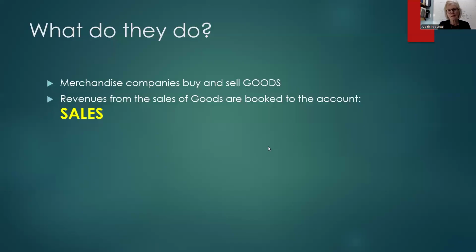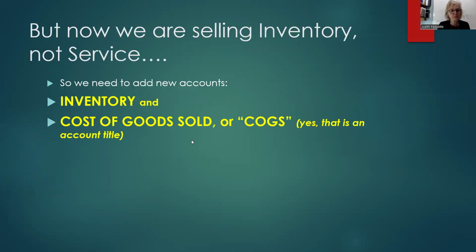So merchandise companies buy and sell goods. Goods is another word for inventory. We have a new account for revenue, and that's called sales. So we're going to use that now, or you can also call it sales revenue. Inventory cost, and we abbreviate cost of goods sold as COGS. I know that doesn't look like an account title, but it is, because it's so long and wordy.